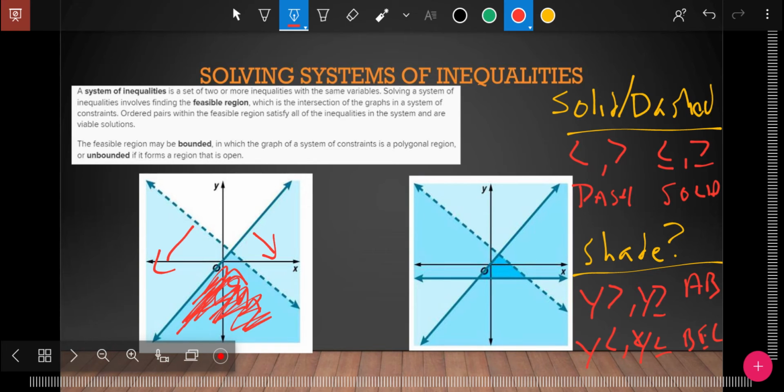Here you have three lines. For the one line here, we shaded below. For this line, we shaded below. For this line, we shaded above. And so this area right here is the only area where they all shaded.